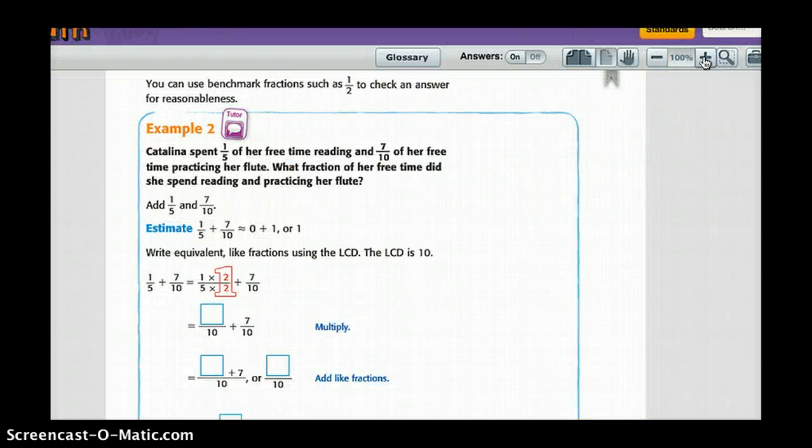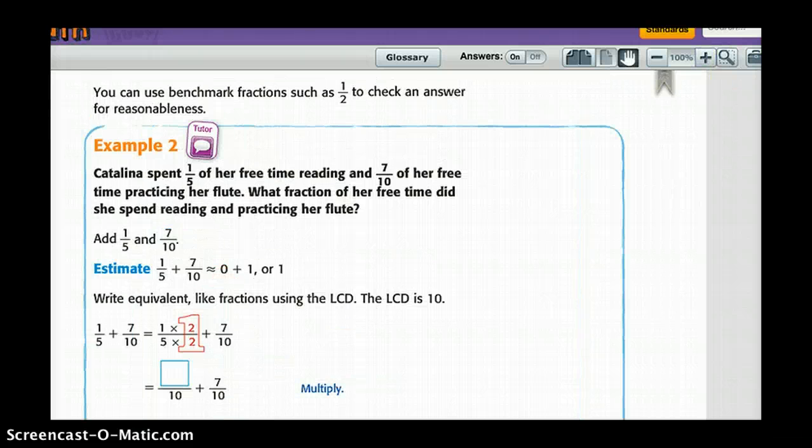All right, let's look at another one of these in our book. So in this case, Catalina spent 1/5 of her free time reading and 7/10 of her free time practicing her flute. So we want to know what fraction of her free time she spent reading and practicing her flute. So we know that's an addition problem because we're trying to find both. So we're adding 1/5 and 7/10, but they have different denominators. So we need to find the least common denominator so that we can add them.